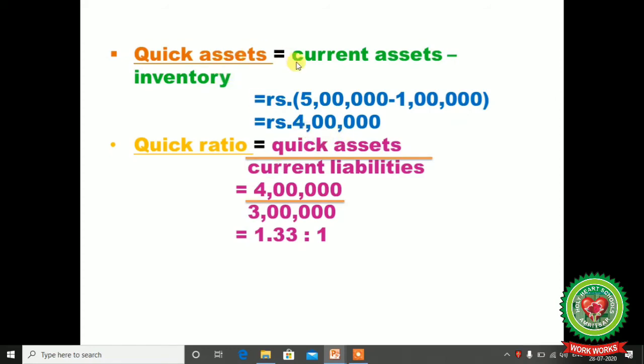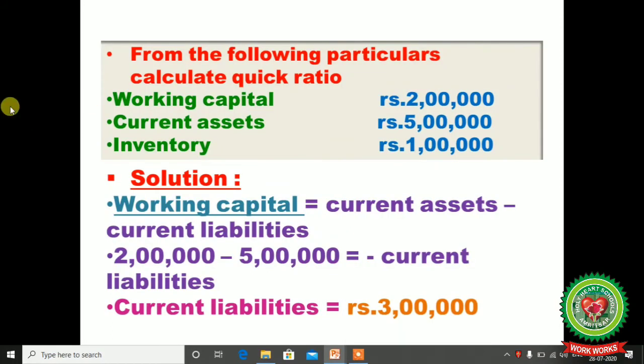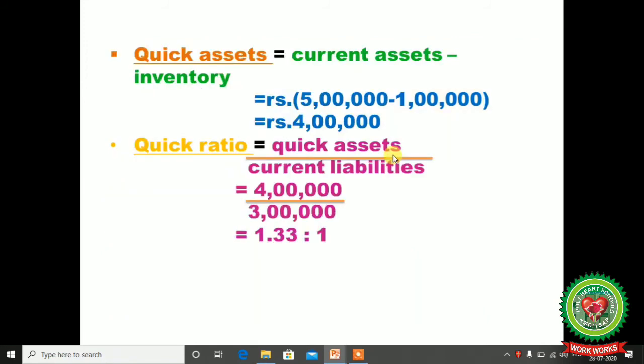Now after this, quick assets. How to find out the quick assets? Just eliminate inventory. Inventory in the statement is already given to you, 1 lakh rupees. So deduct 5 lakh minus 1 lakh, 4 lakh. 4 lakh is your quick assets. Then current liabilities we already have, 3 lakh. So 4 lakh divided by 3 lakh, 1.33 ratio 1. Is it a satisfactory ratio, students? Yes, it is a satisfactory ratio, because for quick or liquid ratio, the standard set is 1:1.